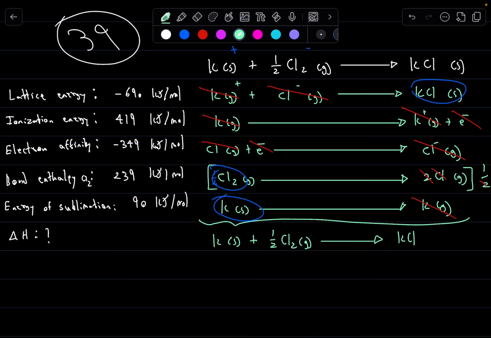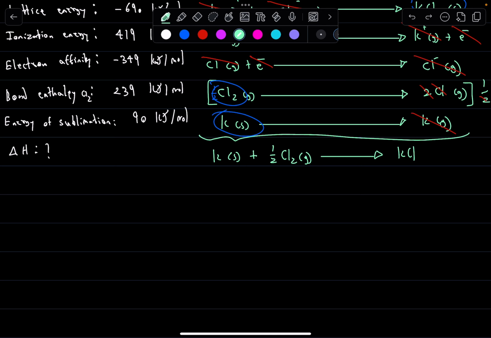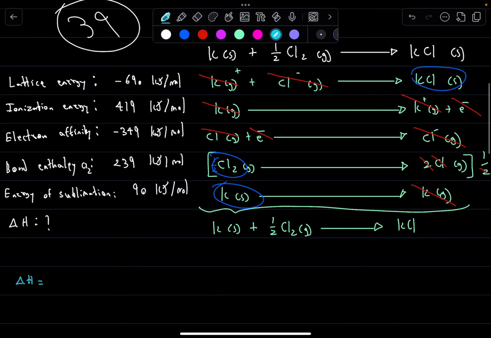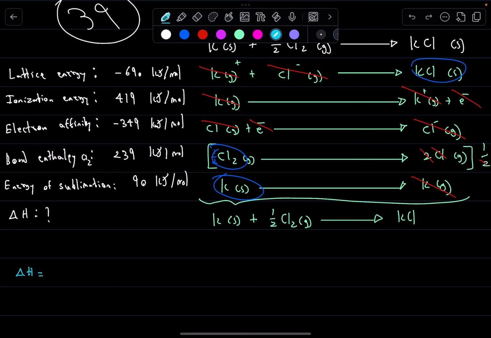And to calculate the delta H, all you would need to do is show whatever happened here mathematically using these numbers. That's how I like to think about it. So all you're gonna do is say that delta H equals whatever we did to these numbers, right? So what did we do to the lattice energy? Did we do anything in that step? Nothing. We did nothing, so we're just gonna leave it as is, which is just that number. Did we do anything to the ionization energy step? No. So we're just gonna leave it as is.